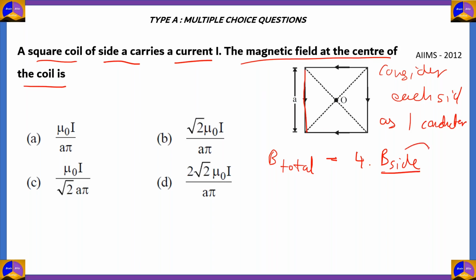So B of side will be the magnetic field produced by a straight current carrying conductor, which has the formula mu naught I divided by 2 pi into the distance. Now we know that the side is A and the center lies at the position A by 2. So the value of R will be A by 2. And since the magnetic field comes from both ends of the conductor, we will write sine pi by 4 plus sine pi by 4 in the bracket.